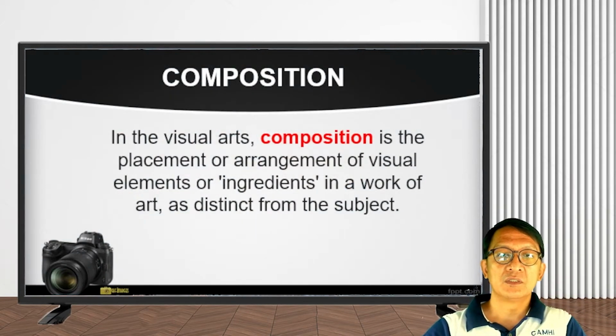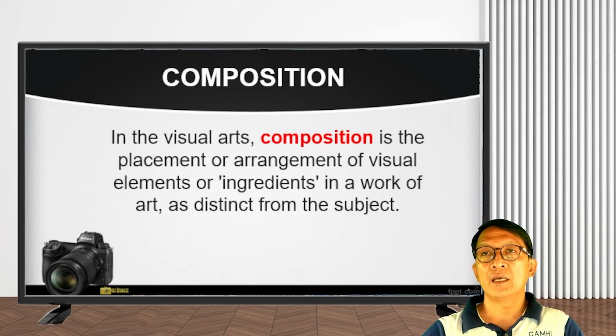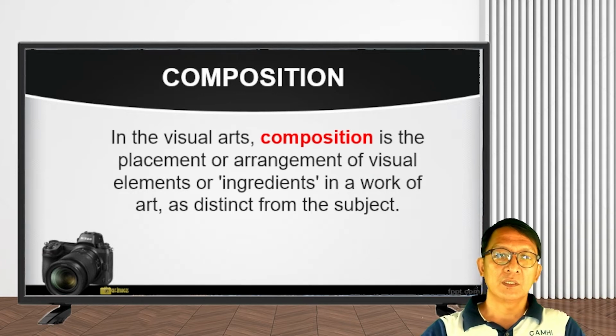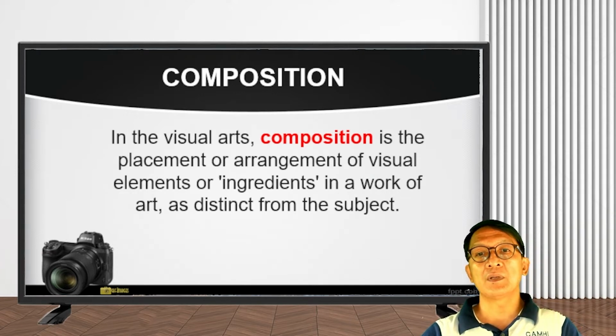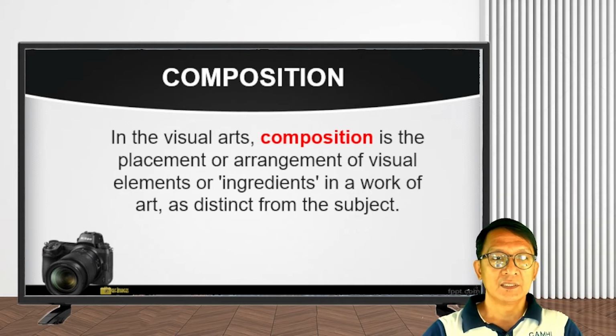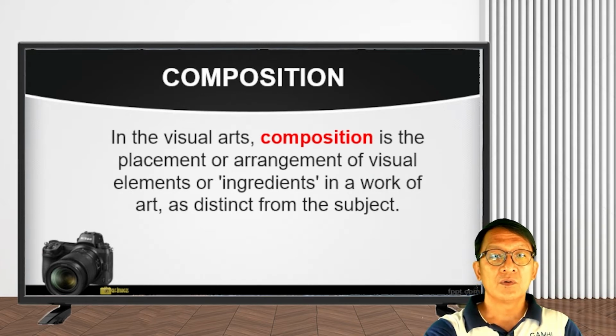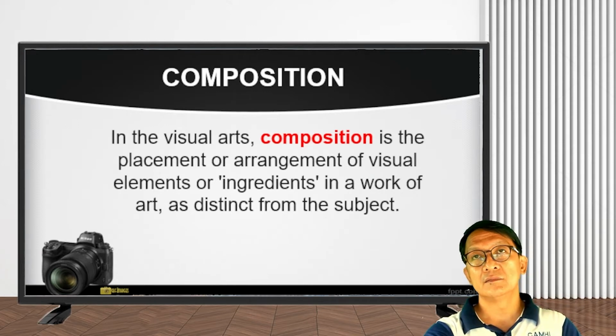So, the term composition means putting together and can apply to any work of art. Pwedeng music, to writing, and photography. So, in the visual arts, composition is the placement or arrangement of visual elements or ingredients in a work of art as distinct from the subject. Okay, yan. So, dito nyo na magagamit yung pinag-aralan yung mga elements. Merong line, shape, form, texture, and colors. Meron pang space. Ayan. Okay?